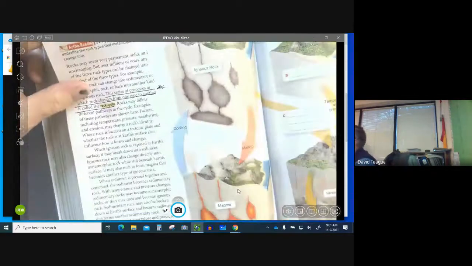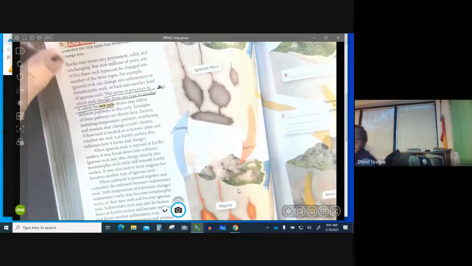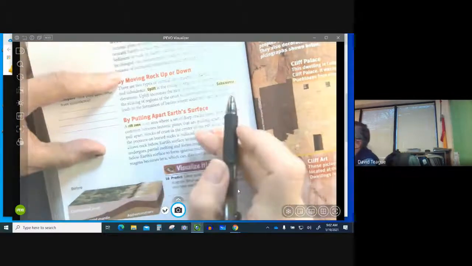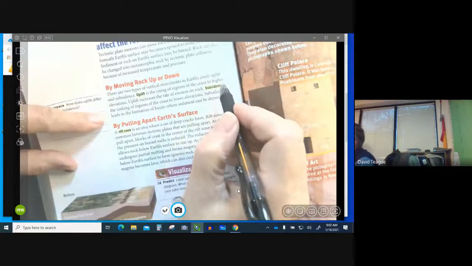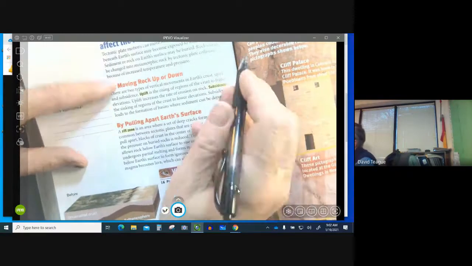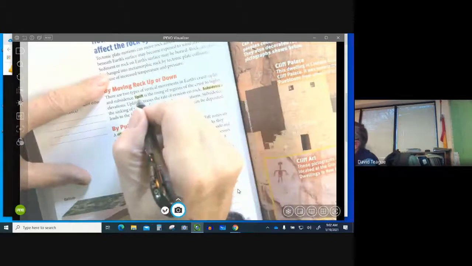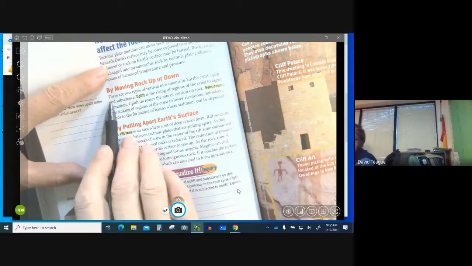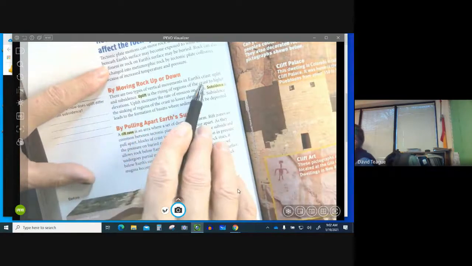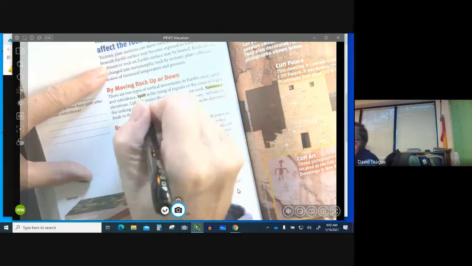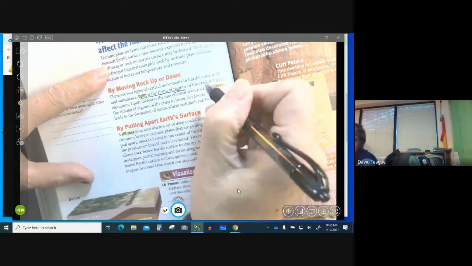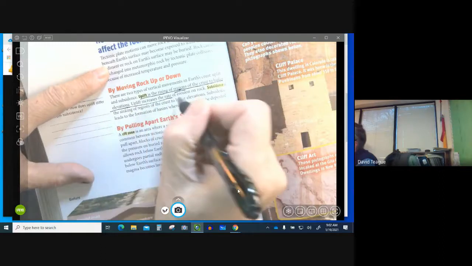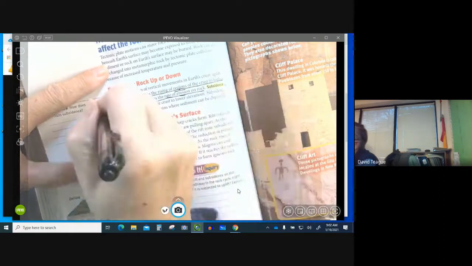Uplift. Where do we see uplift? Next page. Oh, there we go. Page 374. Uplift. Uplift is the rising of regions of the crust to higher elevations. Uplift increases the rate of erosion on rocks. And just above it, it says there's two types of vertical movements in the Earth's crust, uplift and subsidence. So we're just going to underline this. Uplift is the rise of crust to higher elevations. Uplift increases the rate of erosion on rock. So we'll put an asterisk out here.